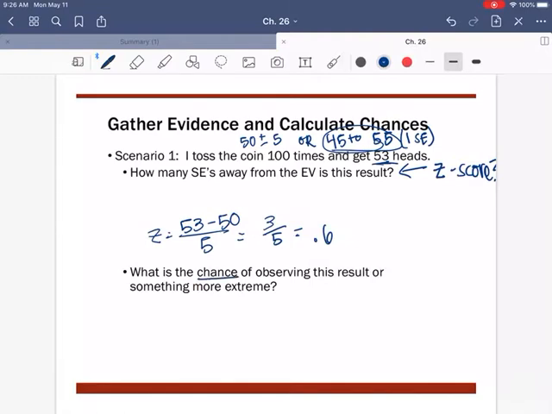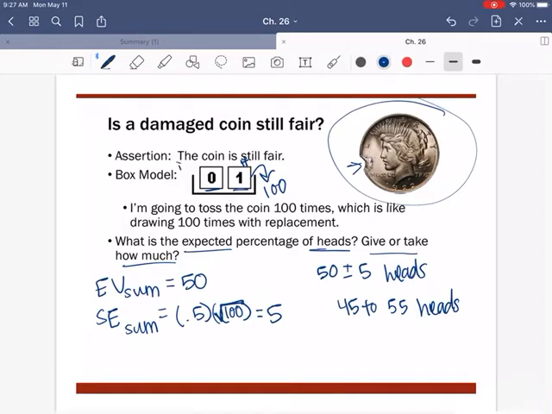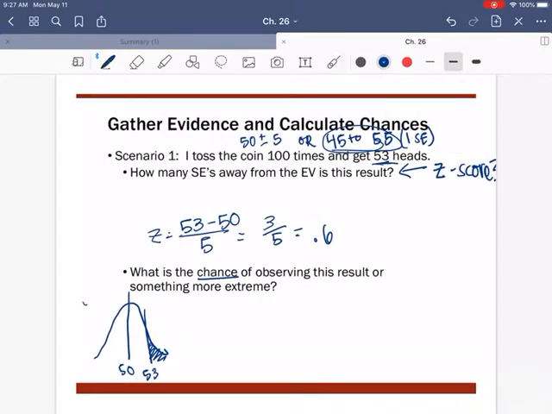So what I want to know now is what is the chance of observing this result or something more extreme. Okay, that is asking what the chance of observing 53 or more is. So that's saying if you have your normal curve, we expect 50. What's the chance of getting 53 or more? So what we've actually done here is step 1. Step 2, average and standard deviation. We use that to get step 3. Step 4. Step 5. And step 6.